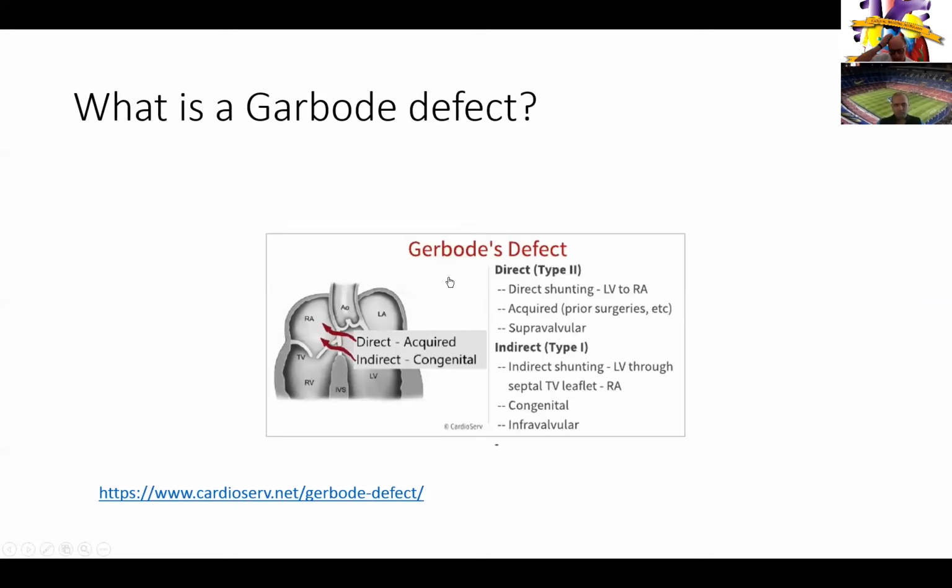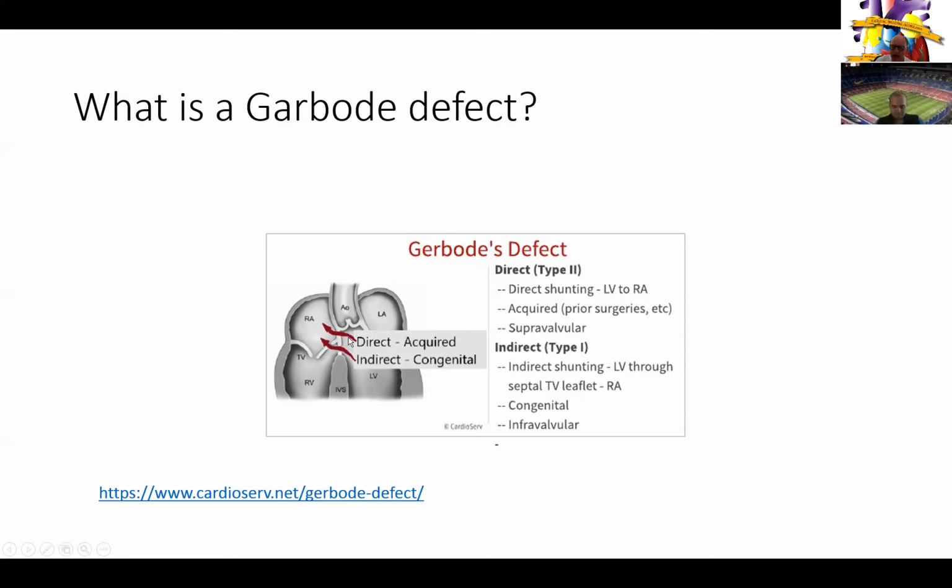Every time we go over this, people start complaining that this is not a true Gerbode. Actually, fortunately, I came across this recently. So Gerbode can be a direct defect, type 2, which is the LV to RA, and that's what we have here. These are often acquired, prior surgery, supravalvular. Then you have the indirect defect, the type 1, and these are usually left ventricle through the septal tricuspid valve leaflet into the RA. And these are usually, as you can see here from the illustration, the direct, the acquired, infected, mechanical ones.